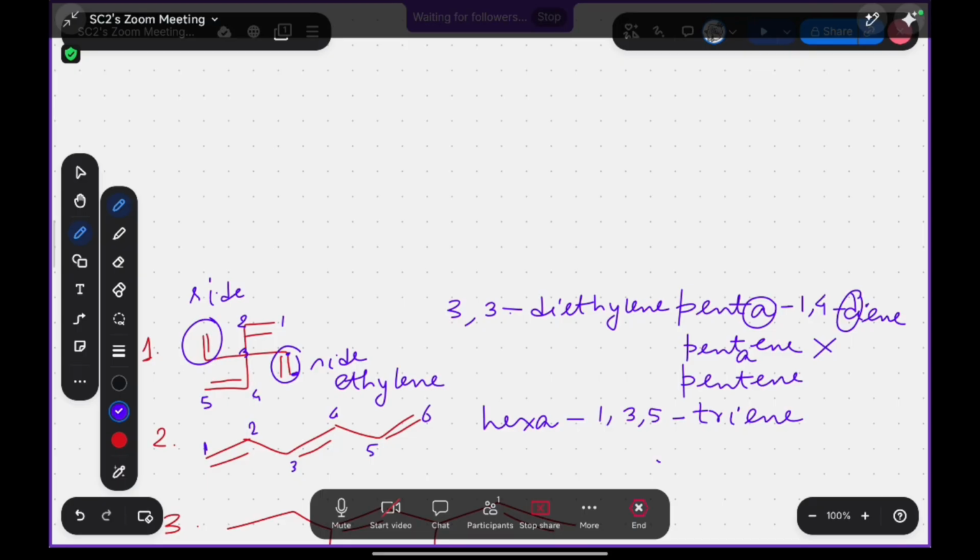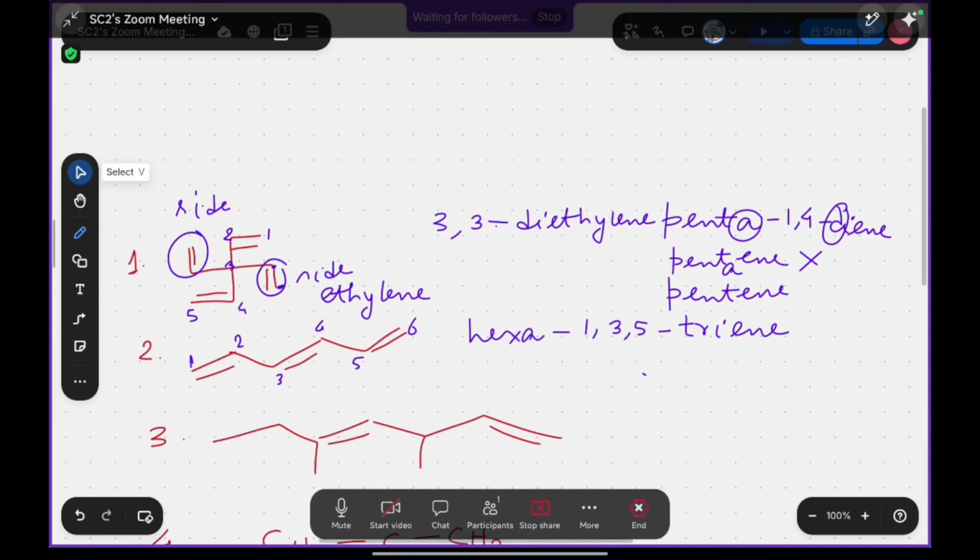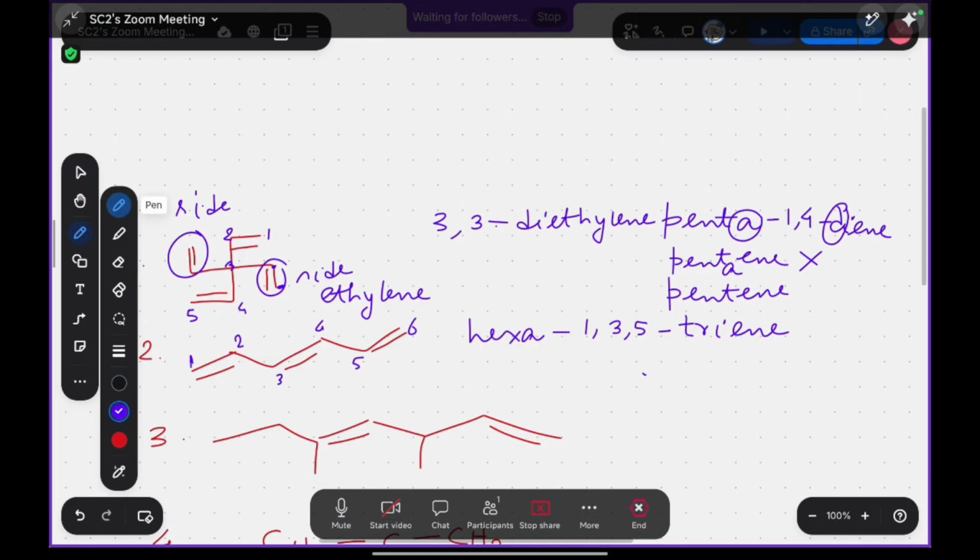Hexa tri-ene. After that, remember that this type of alkenes are called conjugated alkenes. What is the meaning of conjugated alkenes? Conjugated alkene means it is something like first a double bond, then a single bond, then again a double bond, again a single bond, in this way.